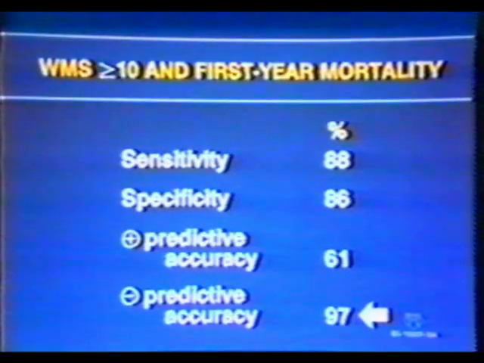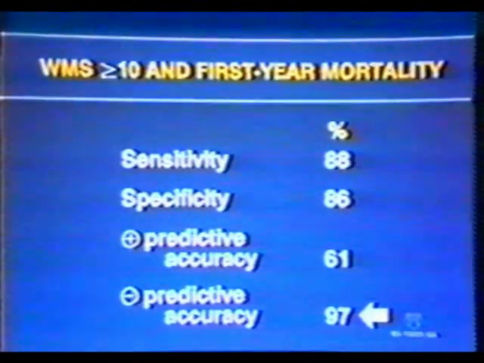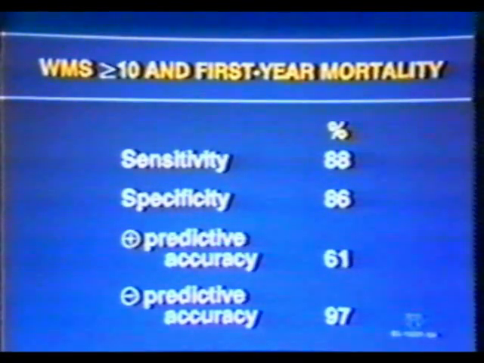Each of the 5 studies which we previously listed showed a similar high predictive accuracy for a low wall motion score. This allows us great confidence in triaging patients with acute infarction and low scores to short hospital stays.